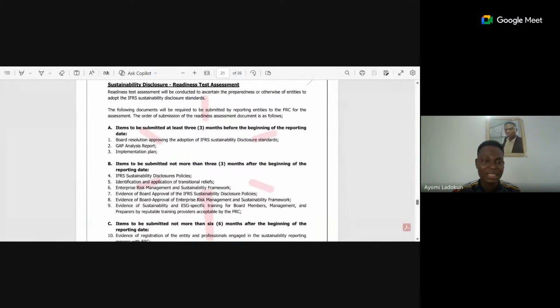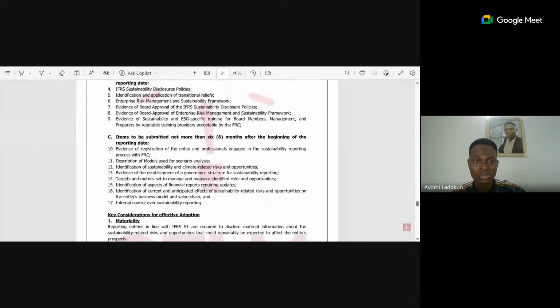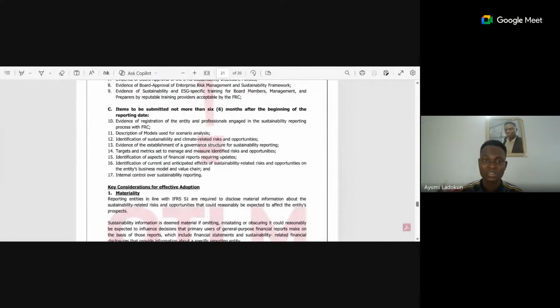And the last one is items submitted not more than 6 months after the beginning of the reporting period. So by June, you have to submit evidence of registration with the entity and professionally engaged sustainability reporting process with FRC, description of models used for scenario analysis. In fact, number 17 is very interesting, internal control over sustainability reporting. Currently we have internal control over financial reporting. So now we'll be having internal control over sustainability reporting, if you understand what I'm saying, right?